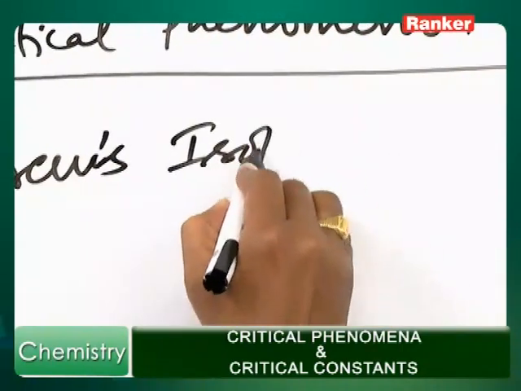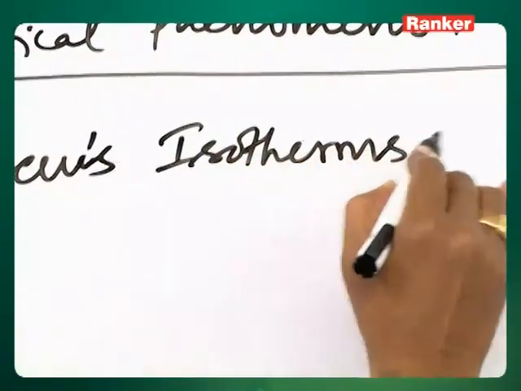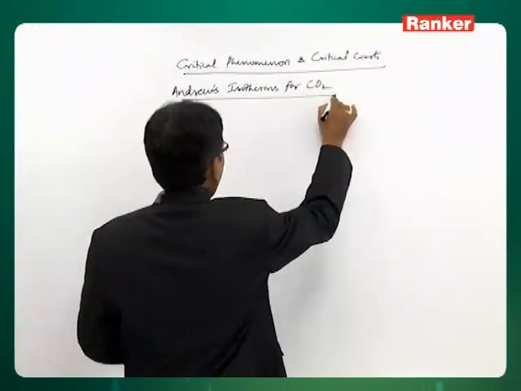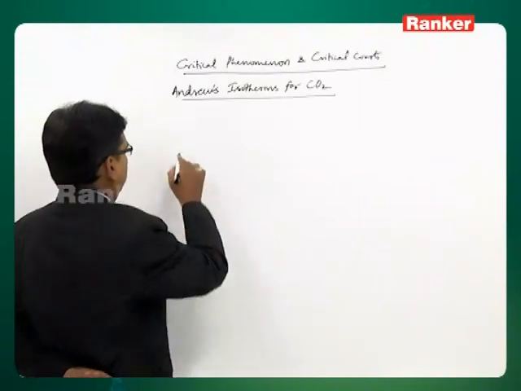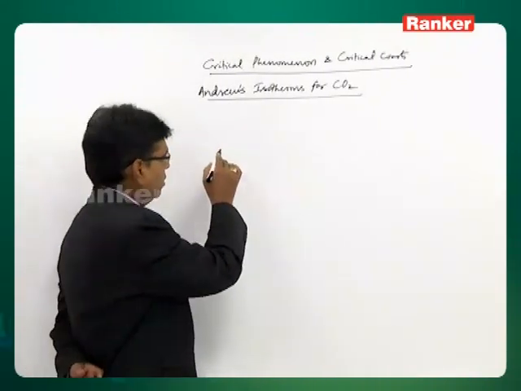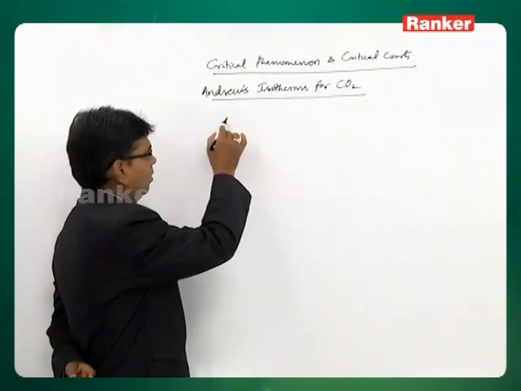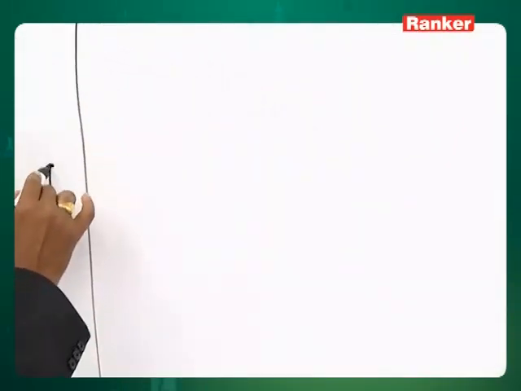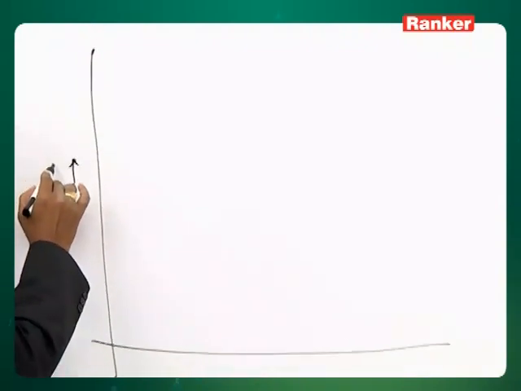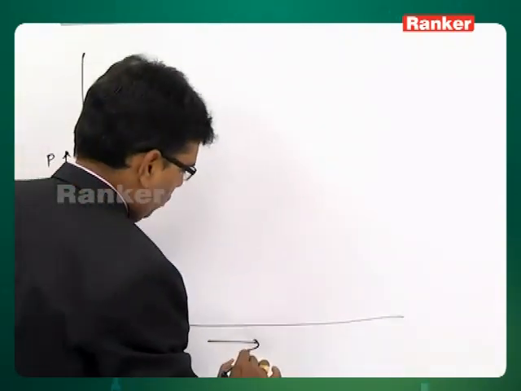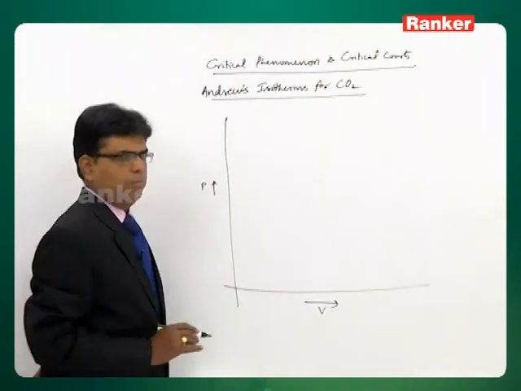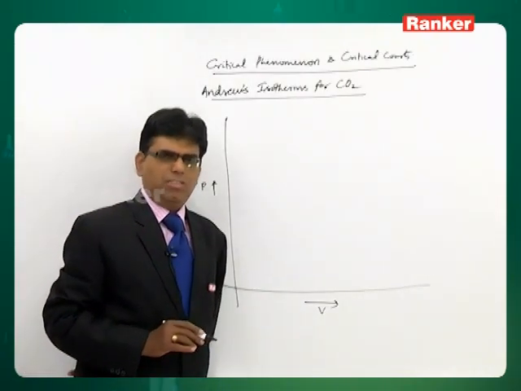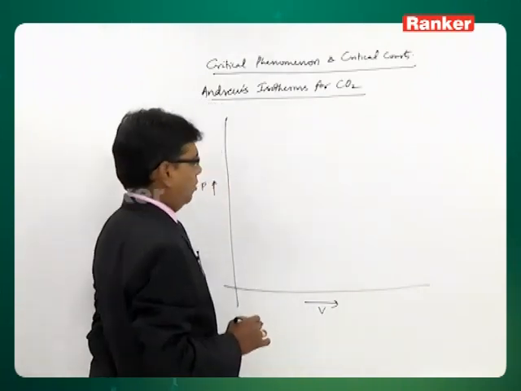Andrews isotherm for carbon dioxide gas. The graph we draw is the pressure-volume graph at constant temperature, that is the isotherm, when we draw it for carbon dioxide.